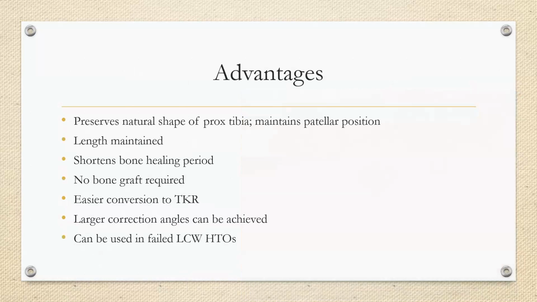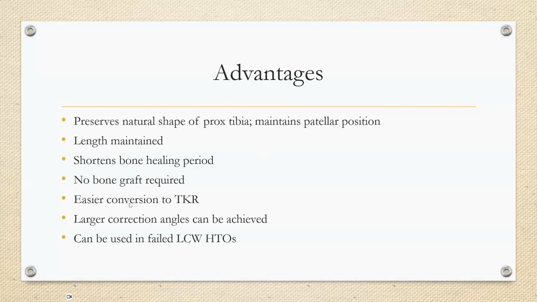So what is the main advantage? It does not alter the natural shape of the proximal tibia with respect to closing wedge or open wedge, and also does not affect the patellar position at all. So the native patellar position is maintained, and in contrast to opening or closing wedge, the length of the tibia is maintained. Since there is a large amount of metaphyseal bone in contact with each other at the dome site, it shortens the bone healing period, and naturally there is no requirement for additional bone grafts, since there is very good metaphyseal bone in contact.